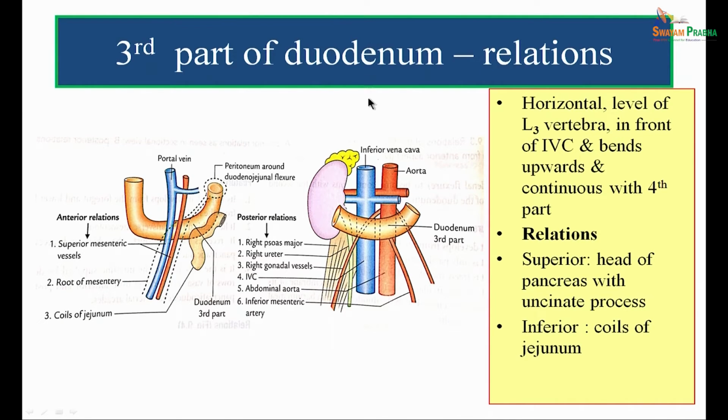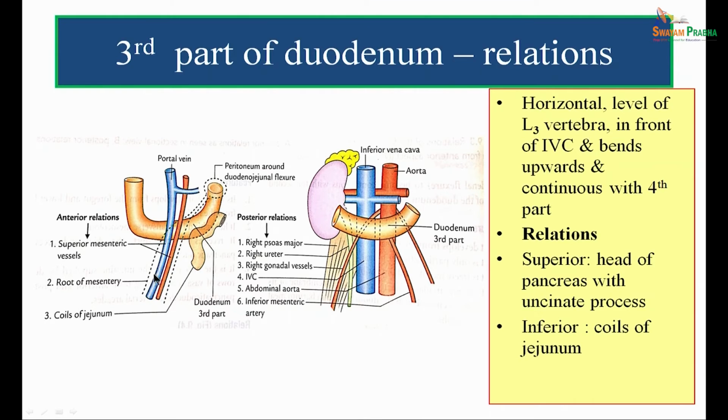The third part of the duodenum, as you see in the picture, is horizontal. It is the longest part of the duodenum, measuring 10 centimeters. It lies at the level of the third lumbar vertebra in front of the inferior vena cava, and bends upwards and becomes continuous with the fourth part.